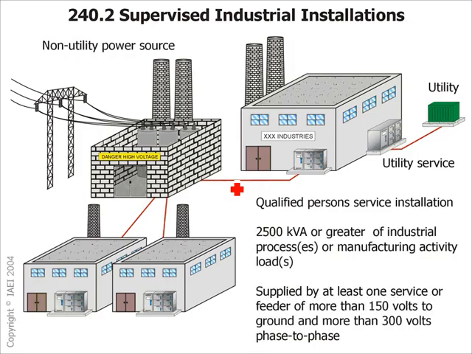Supervised industrial installation. Now, most of you guys probably don't work, I don't know, maybe you work with industrial supervised installations, where here's how they define it: 2.5 megavolt-amps in size or greater. If your facility is consuming 2.5 megavolt-amps or more, and the voltage to ground is higher than 150, so you're looking at 480 or 600 volt, that qualifies for industrial and manufacturing processing.